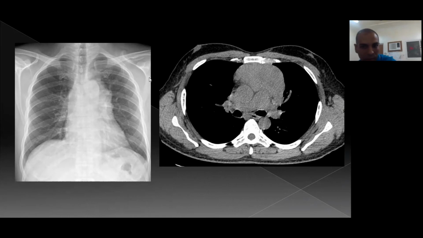By the way, this one was missed at the beginning. This is the mediastinal shadow obscuring the left cardiac border, while the aortic shadow is preserved. So we have here an anterior mediastinal mass, and this one is confirmed as thymoma.